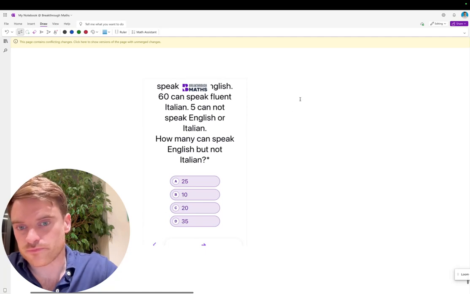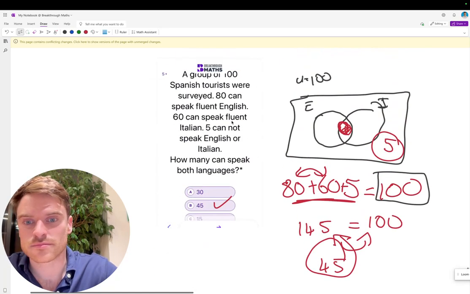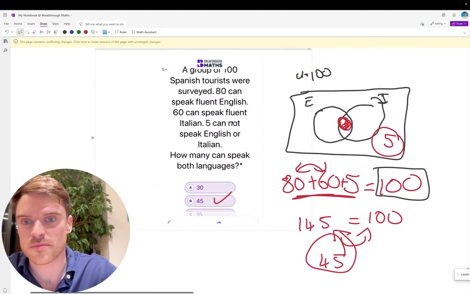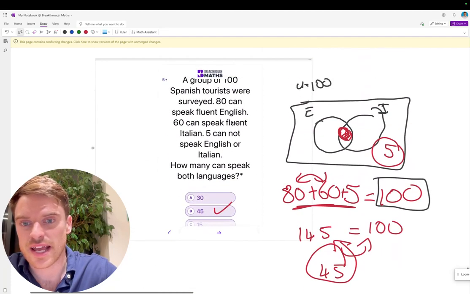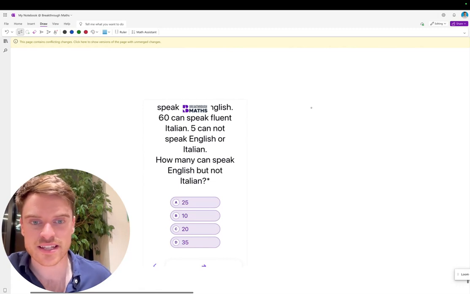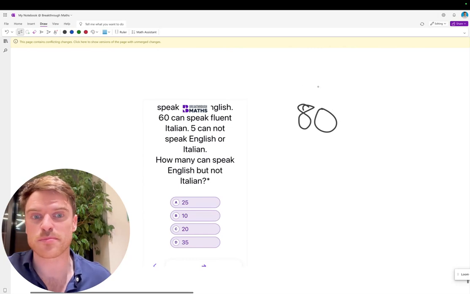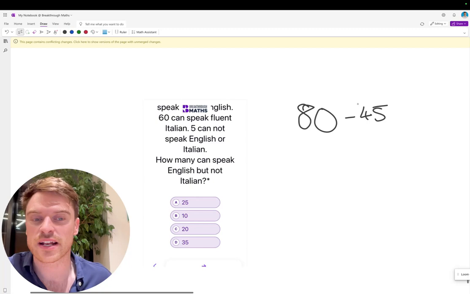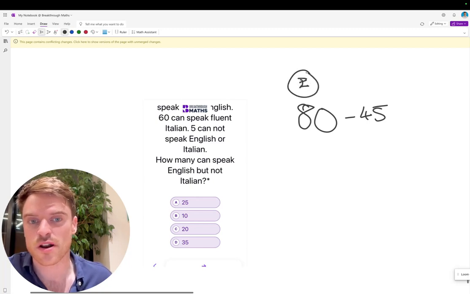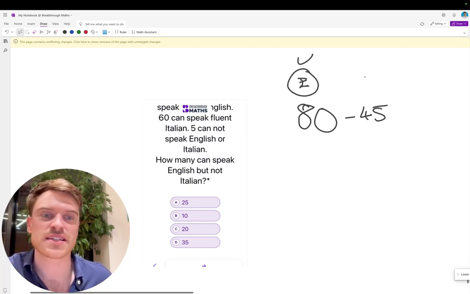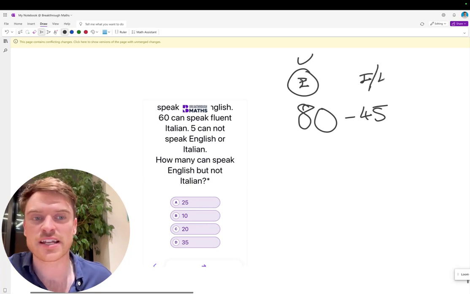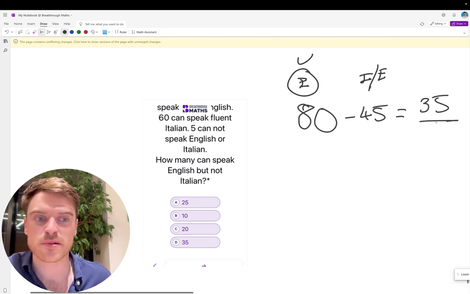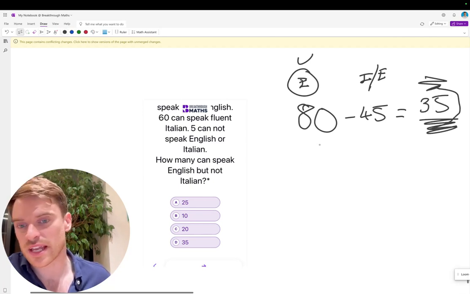Okay. How many can speak English but not Italian? English but not Italian. So go back to up here. 80 can speak fluent English, and then 45 could speak both. So out of the 80, 45 could speak both English and Italian. So that's English, who are like the rock star in English, and then this is people in the middle who can speak Italian and English. Take them off, and then you're left with 35. There's 35 people there who could just speak English and not Italian.